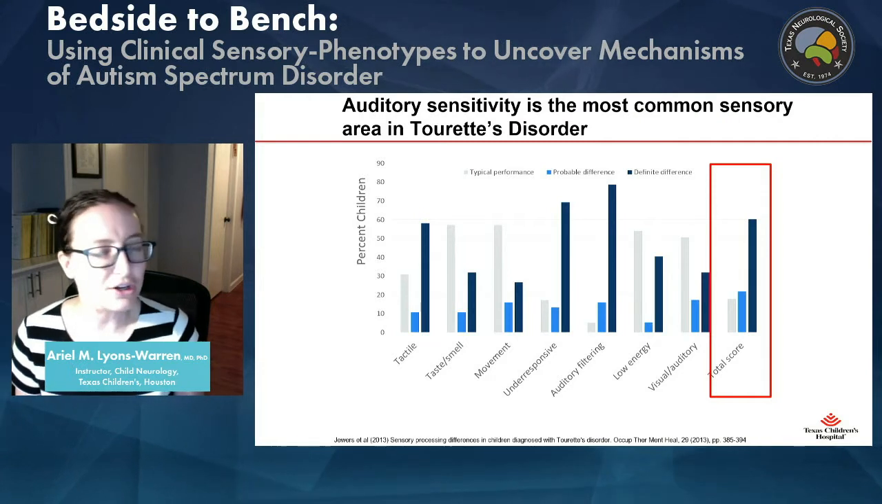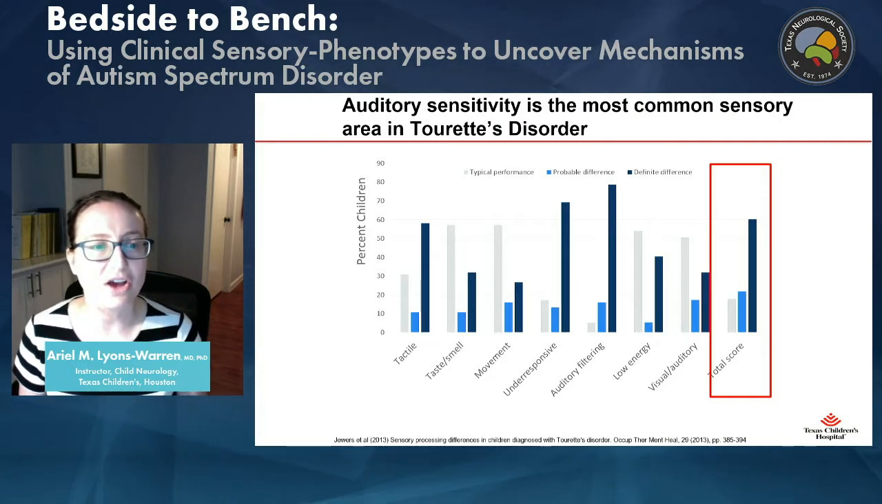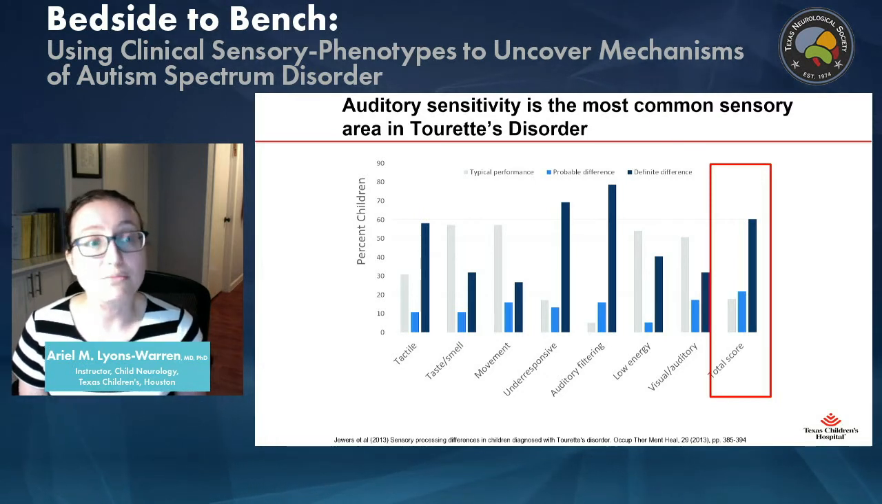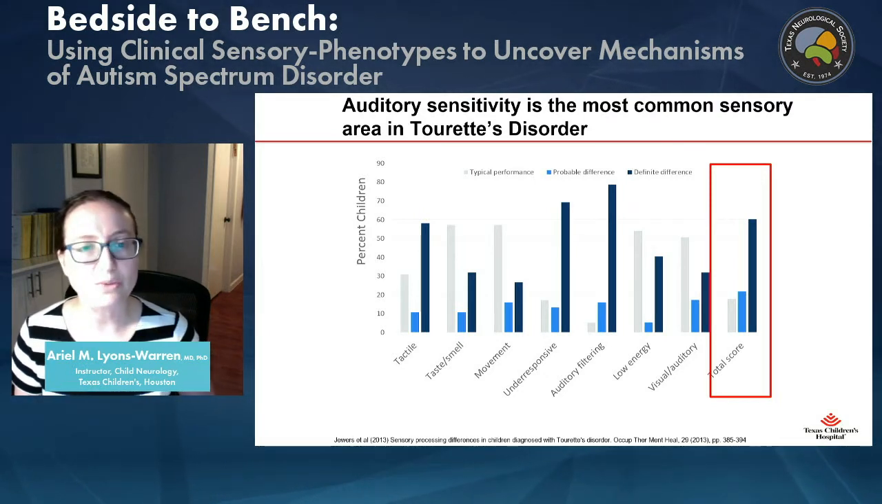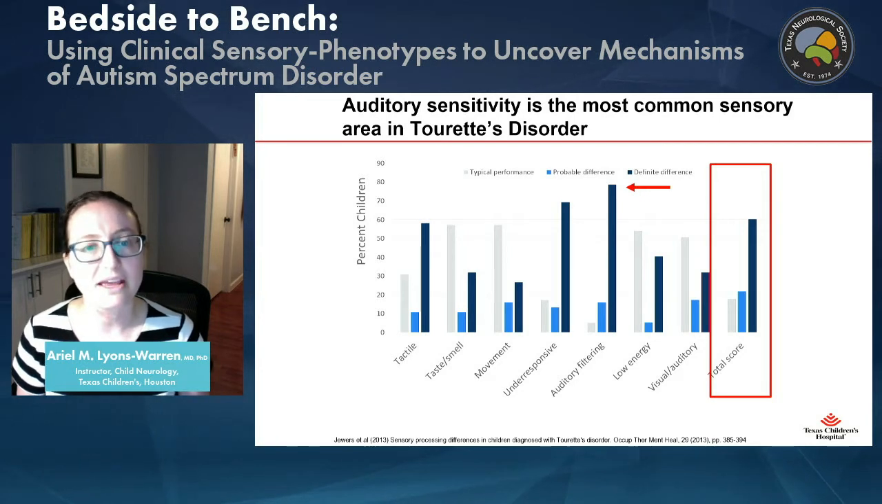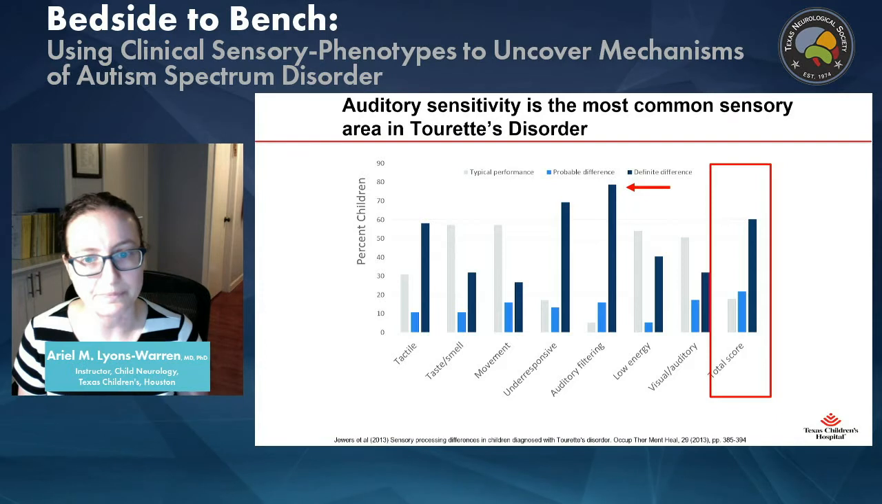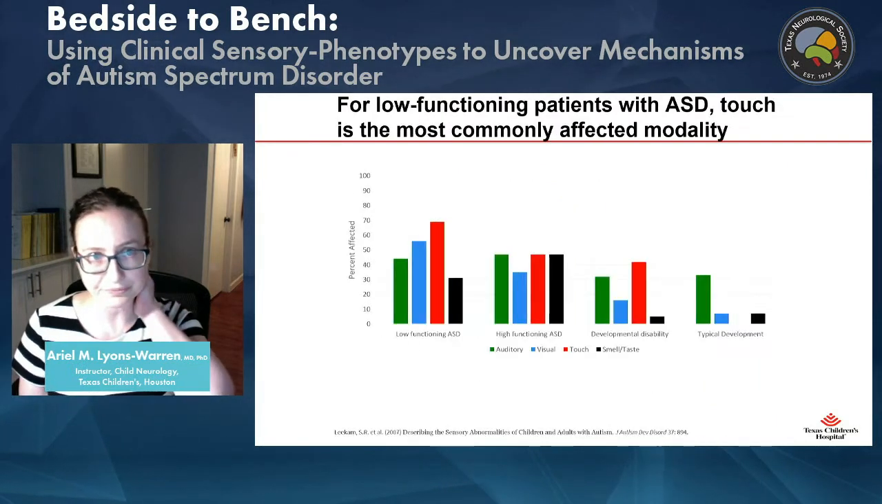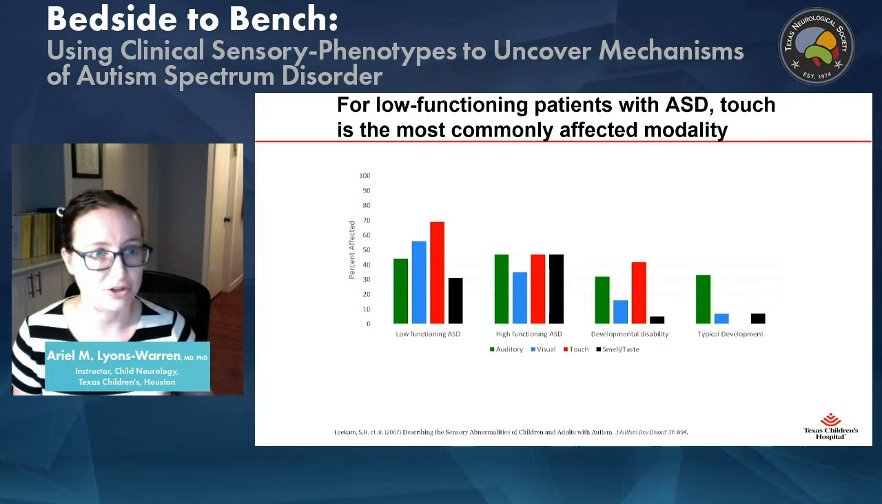When I first started looking into sensory processing, I thought it's probably going to be tactile, right? Because Tourette's is a movement disorder. But in fact, what we see is that the most common area of sensory impairment in these children is auditory filtering. So let's look at another neurodevelopmental disorder, autism spectrum disorder.